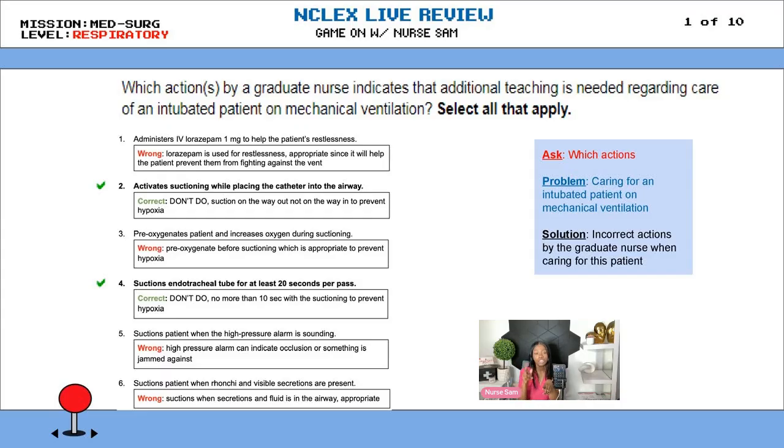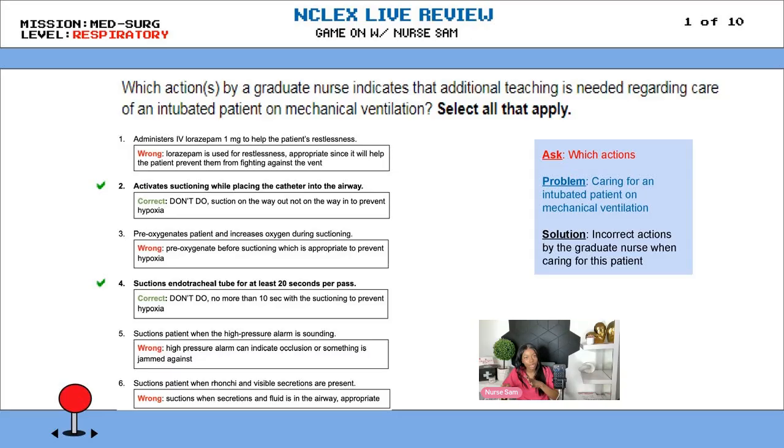2 was correct, which means it was false. Activating suctioning while placing the catheter into the airway, that's what you don't do. This is definitely going to indicate the need for further teaching, because no, suctioning on the way in is not the way. You suction on the way out, not on the way in, to prevent hypoxia.